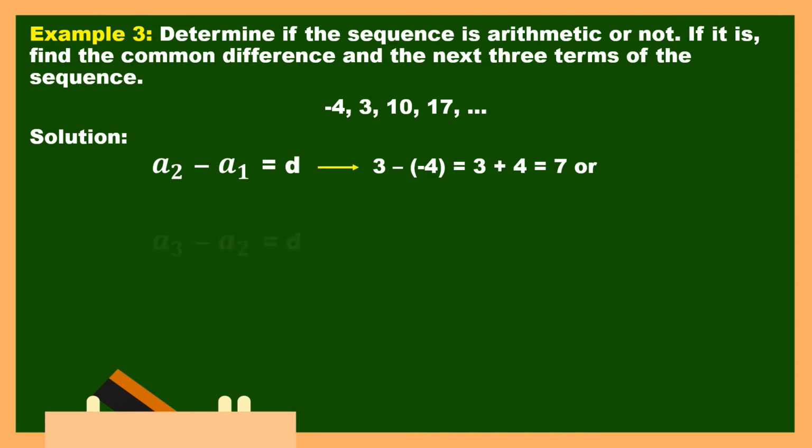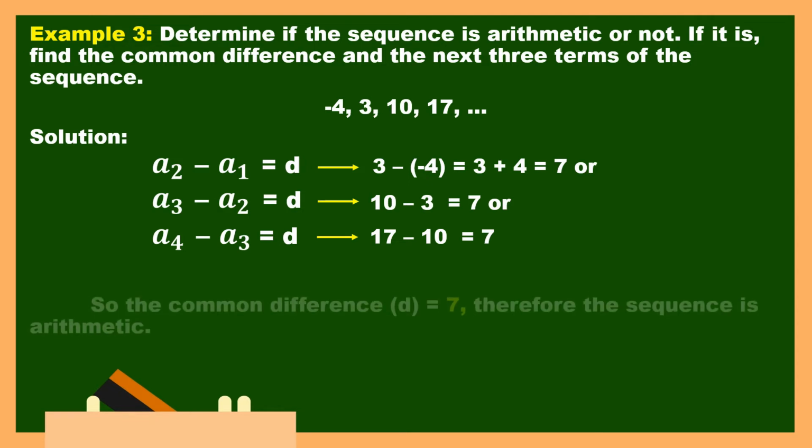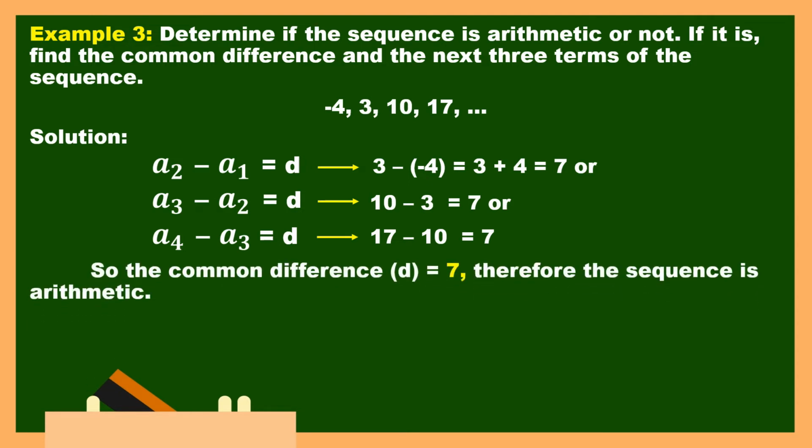And then, subtract the second term mula naman sa third term. So, 10 minus 3 equals 7. And, ngayon naman, isubtract natin ang ikatatlong term mula naman sa ikaapat na term. So, 17 minus 10 equals 7. So, the common difference is equal to 7. And therefore, the sequence is arithmetic.